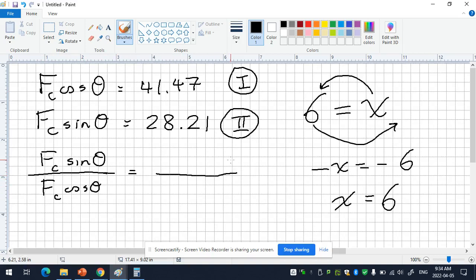And Josh, you're right. This is overly complicated, but I always show you the long way before I show you the shortcut. So FC sine is 28.21 divided by 41.47. Can someone tell me what's going to happen now to the FCs? The FCs are going to cancel out. Beautiful. Cancel, cancel. And the sine over cosine generates a what?